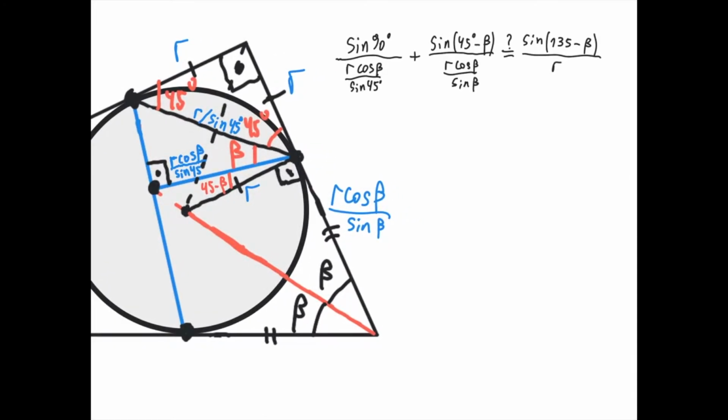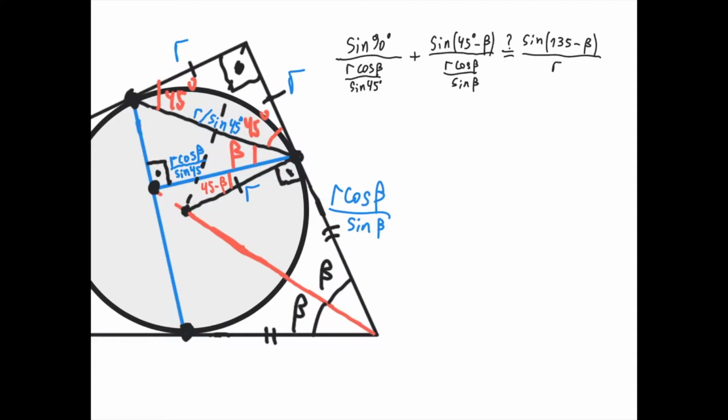So we have to prove that sine of 90 degrees divided by r cosine of beta over sine of 45 plus sine of 45 minus beta divided by r cosine beta over sine beta equals sine of 135 minus beta, which is the sum of the two angles, divided by r.